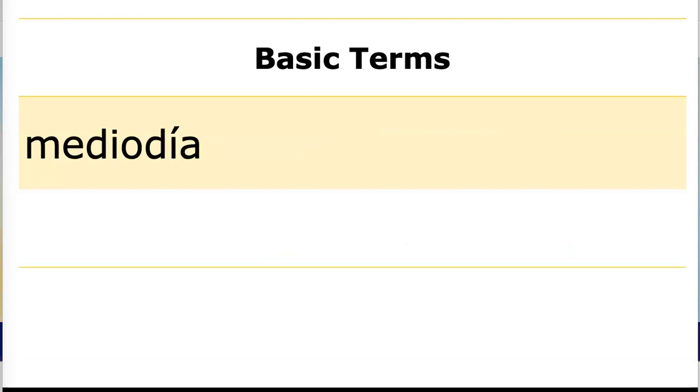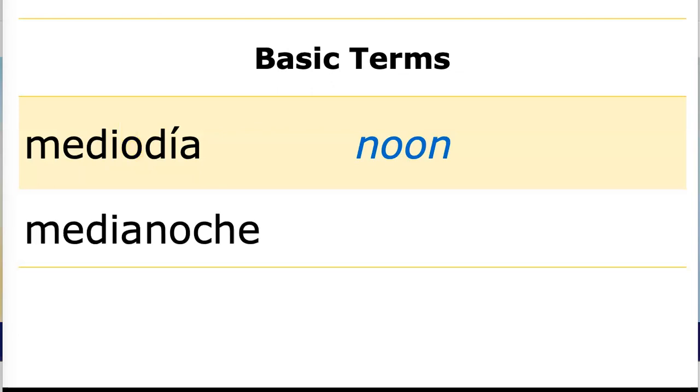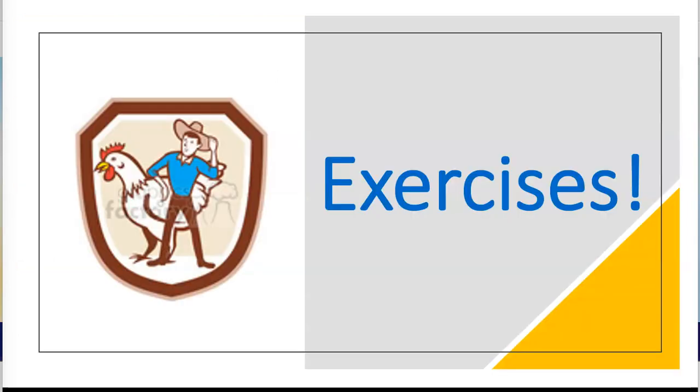Mediodía, what does that mean? It means noon. Literally, it means the middle of the day or midday. And I've highlighted the O because the word día is masculine. So we have to say mediodía. Medianoche, what does that mean? Midnight. And again, I've highlighted the A to point out that noche is feminine, so we have to use media to match noche. Medianoche is midnight.